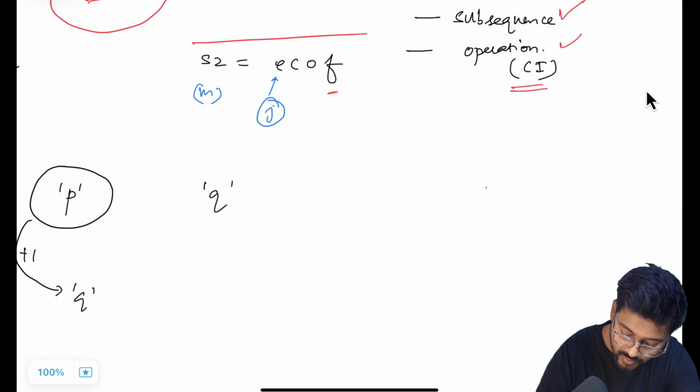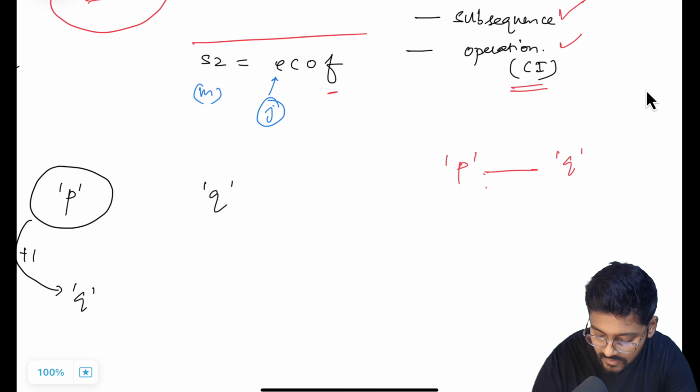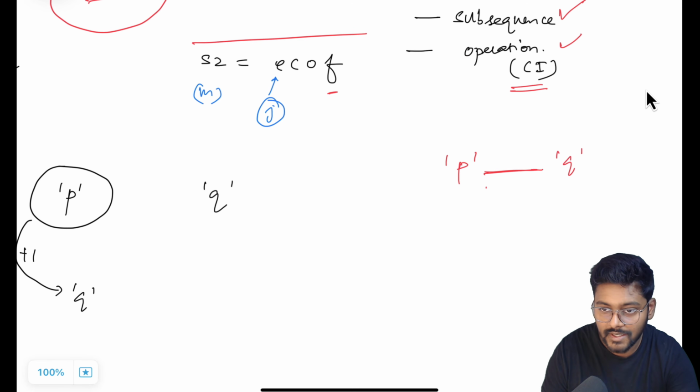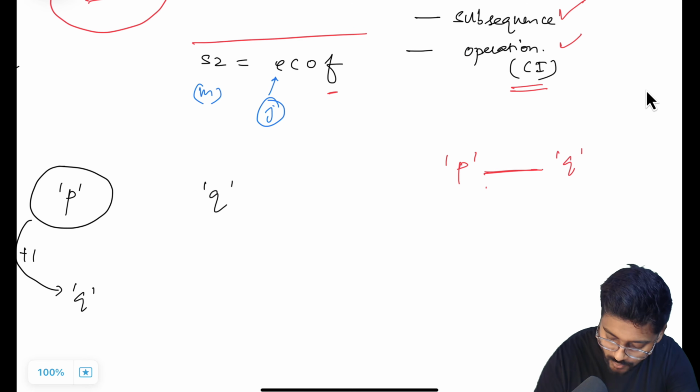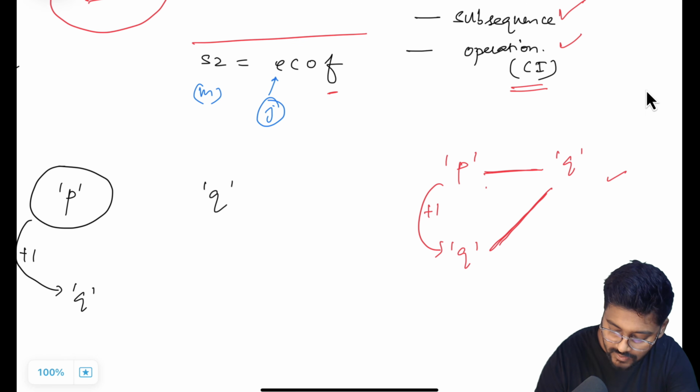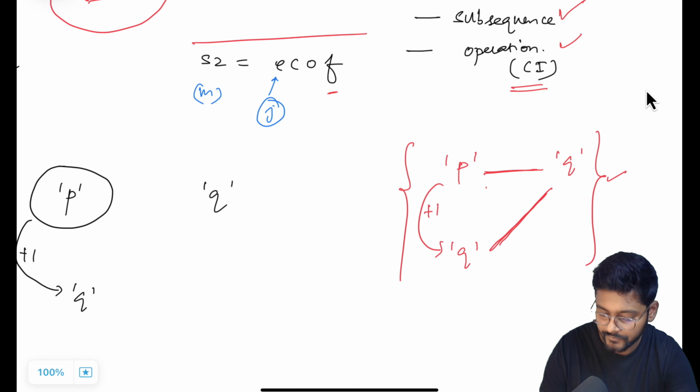Let's say the character from string 1 is P and the character from string 2 is Q. If they are matching, if they are equal, then there is nothing to worry about. If they are not equal, then we have the power to increment the value by 1. I can make P into Q. If they are matching, then overall it is matching.